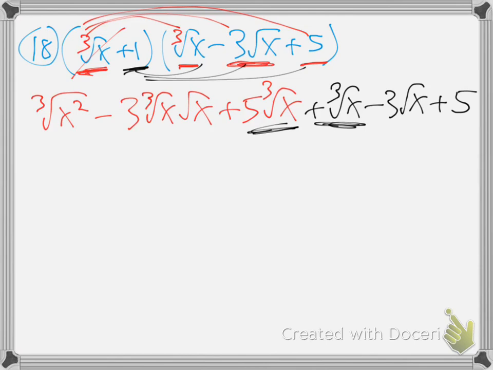So 5 cube roots of x and another cube root of x. Really, there's an invisible 1 in front there, huh? 5 cube roots of x and 1 more. This is 6 cube roots of x. These 2 guys make 6 cube roots of x. Is that good there? The rest just stay as they are. They're unlike terms. You can't do anything with them.